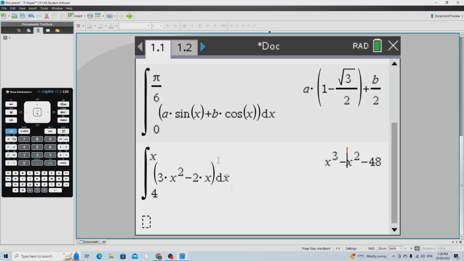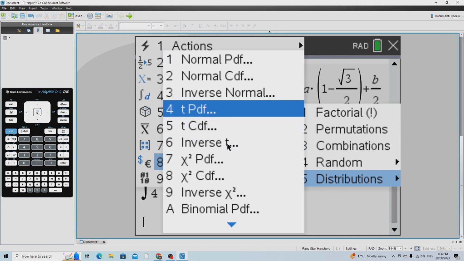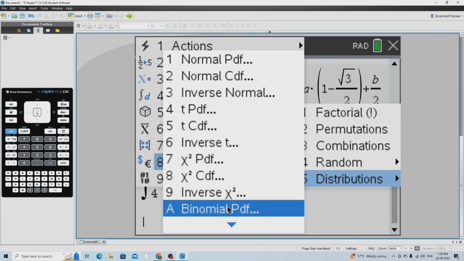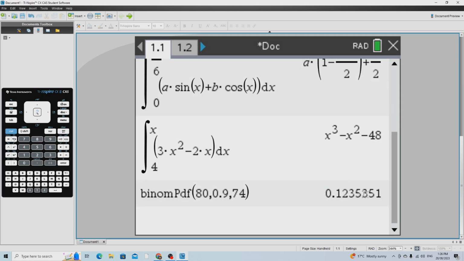Okay, so go on menu, probability, distributions. We're going to go on binomial PDF for the first one. So our number of trials is 80, he does it 80 times. The probability of success is 0.9. And we also know we want to find 74 there. And we get this number.